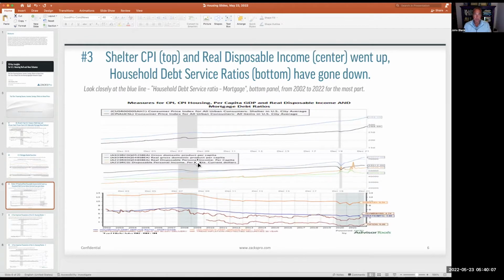All right, number three. Shelter CPI. That is not the CPI, it's the shelter CPI. That will be in the blue line at the top.